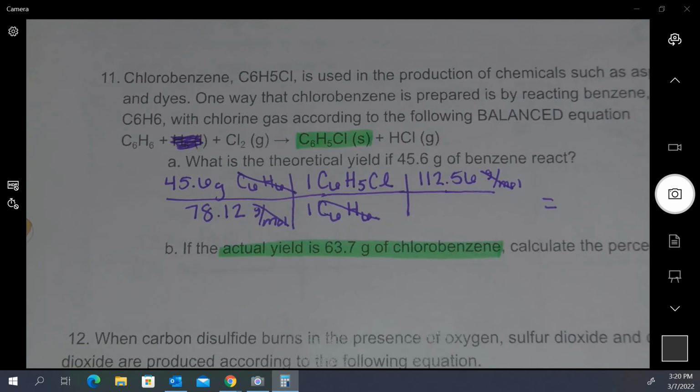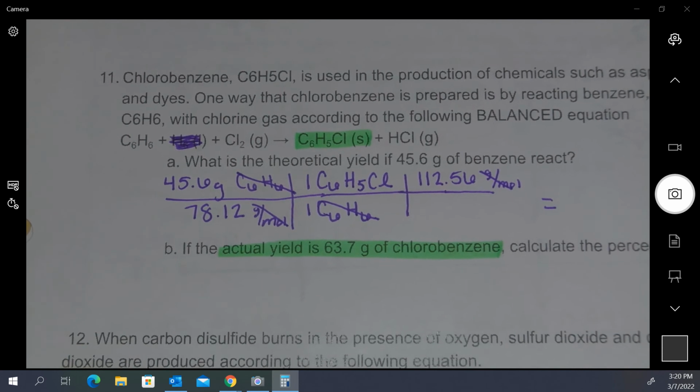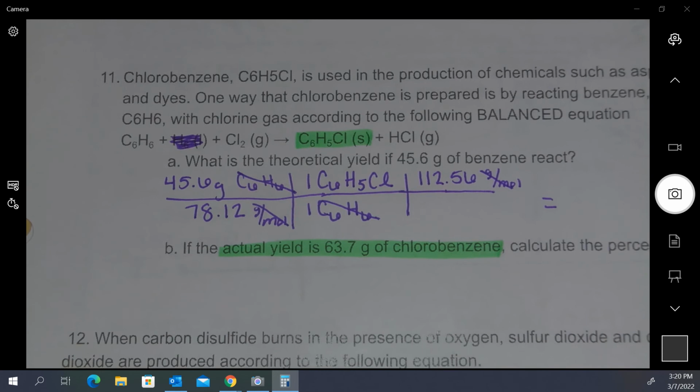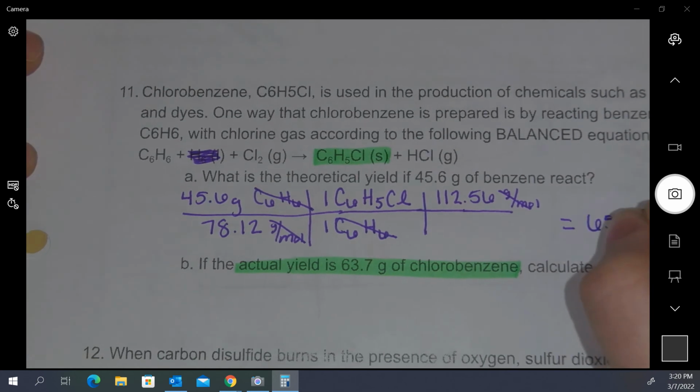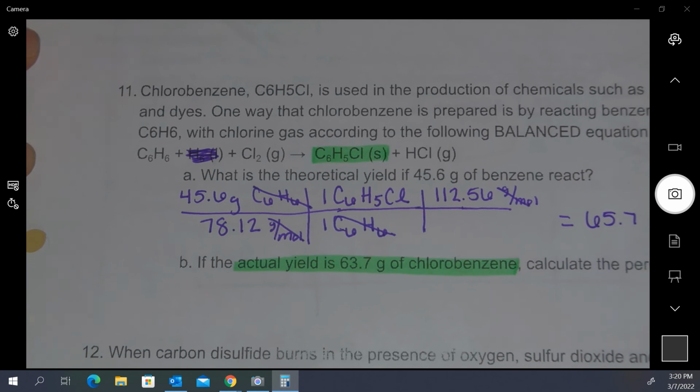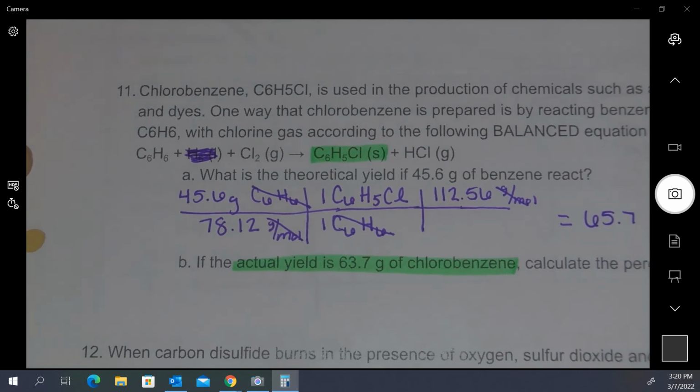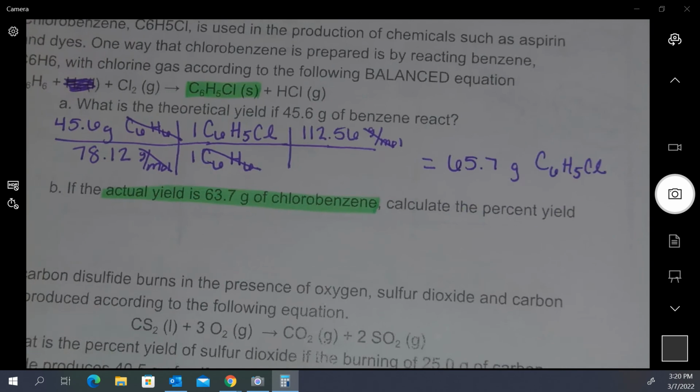45.6 times 112.56 divided by 78.12 gives me 65.7. Is that what I gave you guys? Our unit is going to be grams, and that's going to be grams of chlorobenzene. So that is our theoretical yield, 65.7 grams of chlorobenzene.